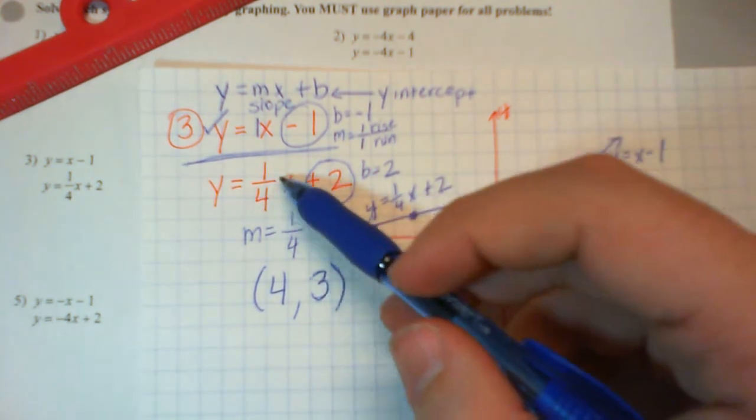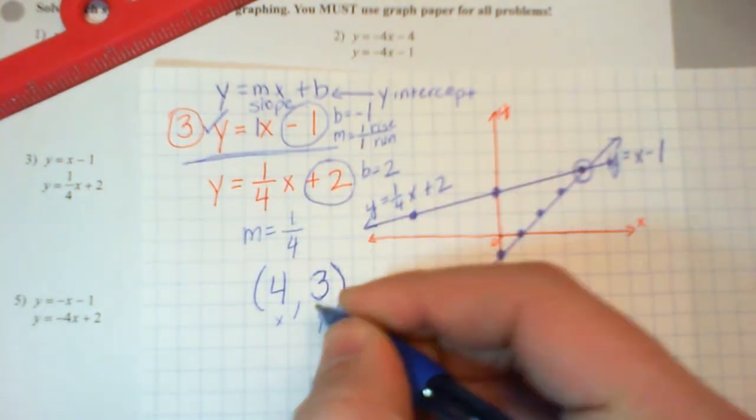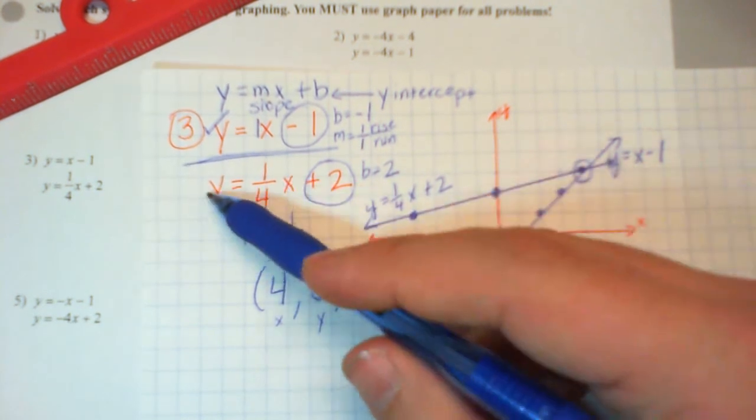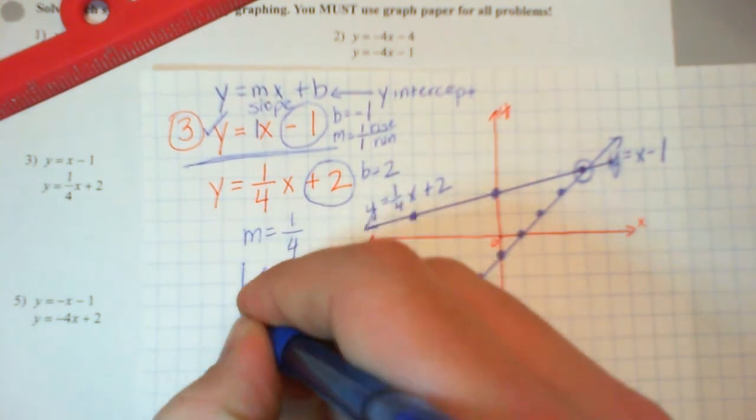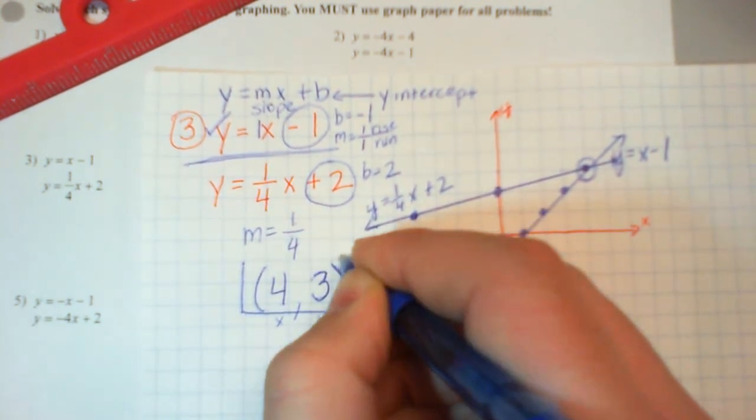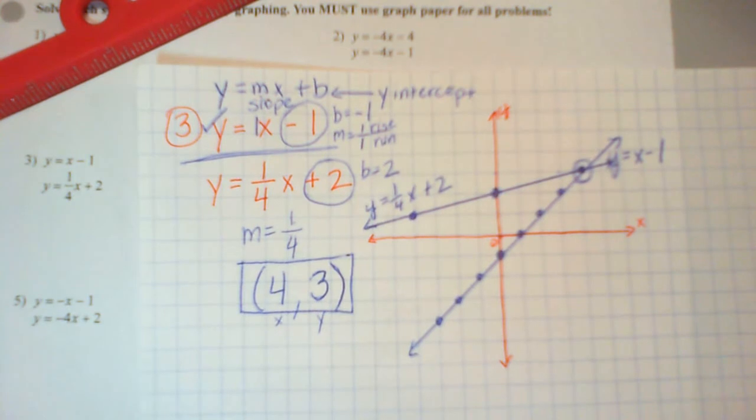So the solution for x, so this is the x, this is the y. If I plug those into those equations, these equations will be balanced. And that's a way to check your work. So your answer for this system of linear equations is going to be 4, comma, 3.